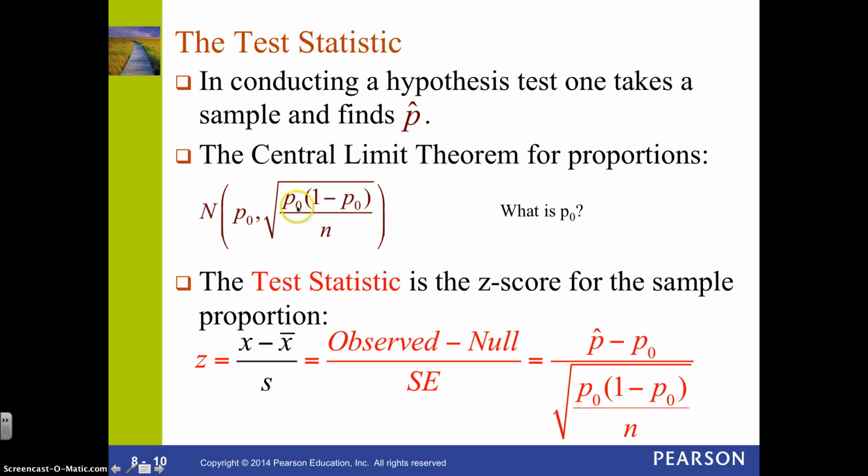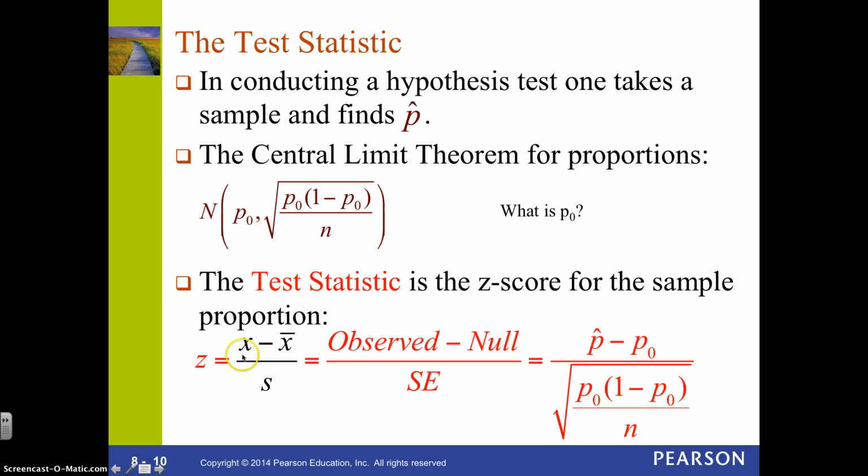Now you notice this has P0 here, versus before I always wrote it with a P. Okay, because what is P0? P0 is the proportion that's in your null hypothesis. Remember, for the null hypothesis we write H sub 0, that's the same 0 that's here. So when you use this formula, you're just putting in the proportion that was in the null hypothesis, so it's your population proportion from the null hypothesis. Okay, so the test statistic is the z-score for the sample proportion.